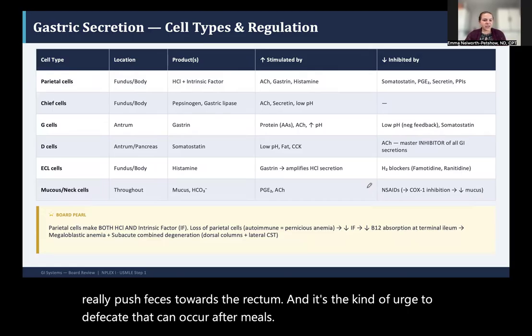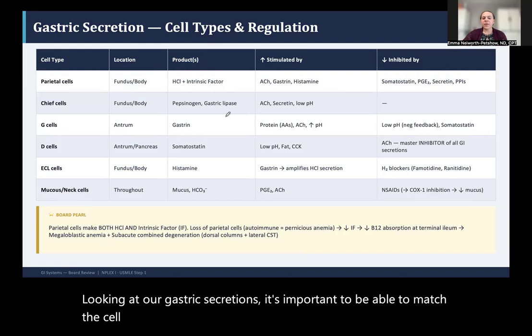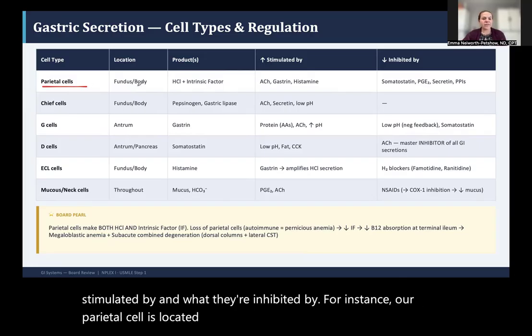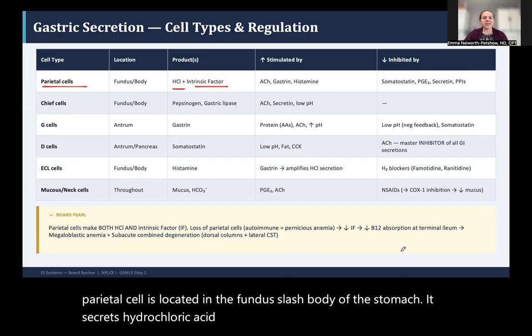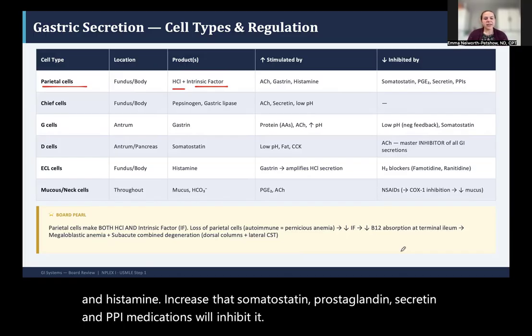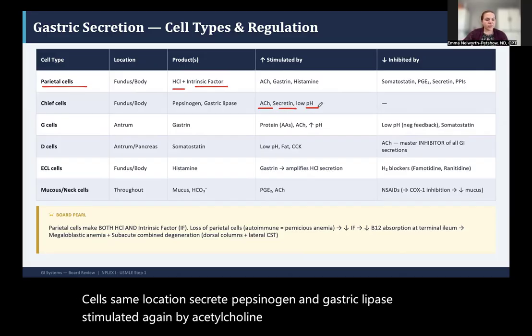Looking at our gastric secretions, it's important to be able to match the cell type, the location, the products of the cell, what they're stimulated by, and what they're inhibited by. For instance, our parietal cell is located in the fundus slash body of the stomach. It secretes hydrochloric acid and intrinsic factor. Acetylcholine, gastrin, and histamine increase that. Somatostatin, prostaglandin, secretin, and PPI medications will inhibit it. Chief cells, same location, secrete pepsinogen and gastric lipase, stimulated again by acetylcholine, but also secretin and low pH.